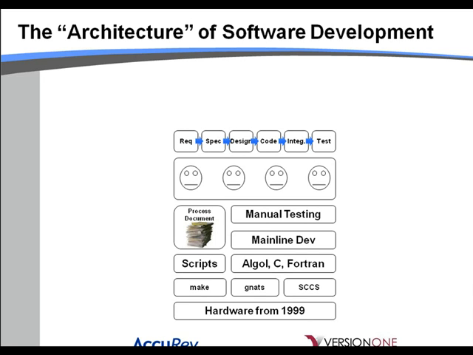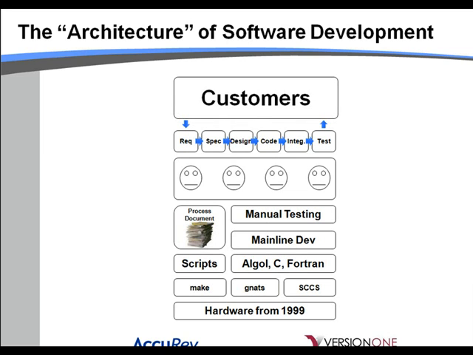And of course, an important part of that architecture is the customers. When do you get feedback from the customers? When do you give them something that they can give you new feedback on? Traditionally, that's going to be 6, 9 months or more, something like that.